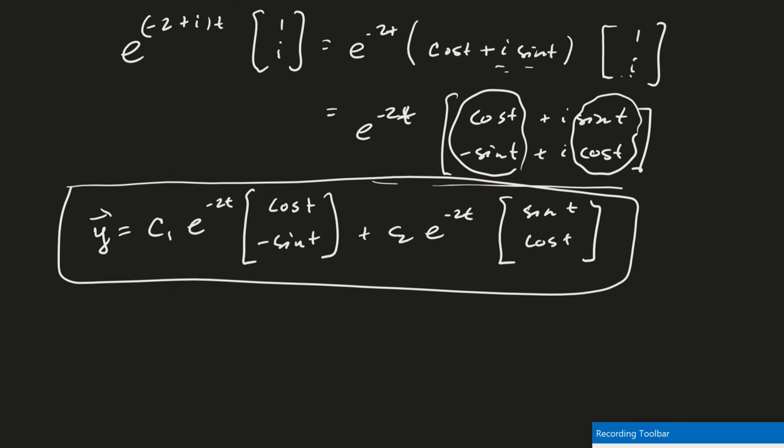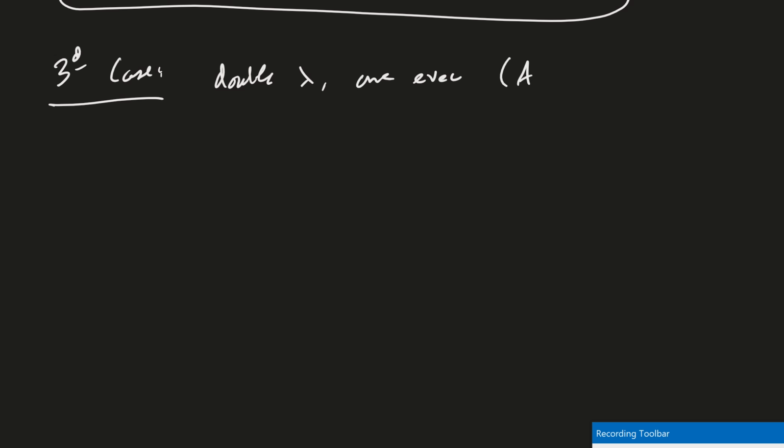Good, so we're in our last case. We have one real eigenvalue. Well, actually we have a double. So third case, we have, well, we'll just say a double eigenvalue. So we're going to work with the 2 by 2 case, and then only one eigenvector. And that means my matrix A is defective.